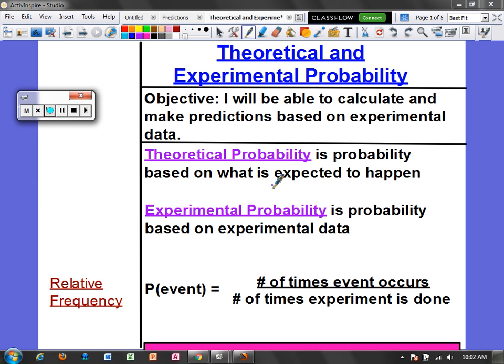Hey everyone! Alright, today's video is going to be over theoretical and experimental probability. Your objective: I will be able to calculate and make predictions based on experimental data.